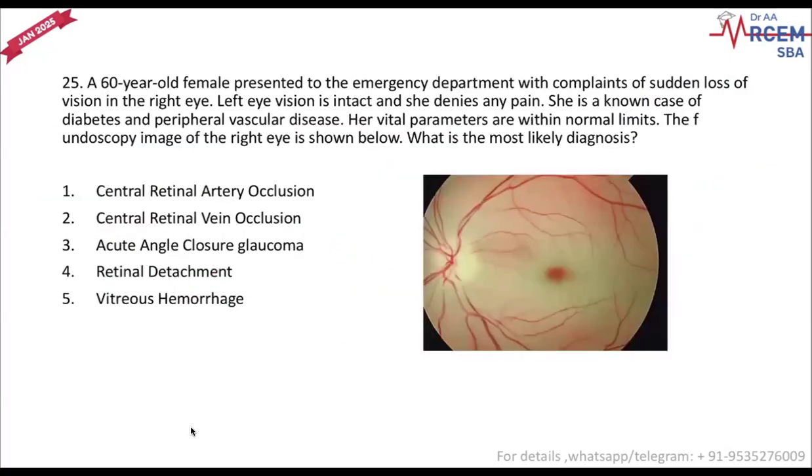In the image, a cherry red spot and pale retina are present. They're asking for the diagnosis here. I can directly go ahead and pick central retinal artery occlusion rather than studying the stem of the question itself. They actually presented with a sudden vision loss, which is painless.